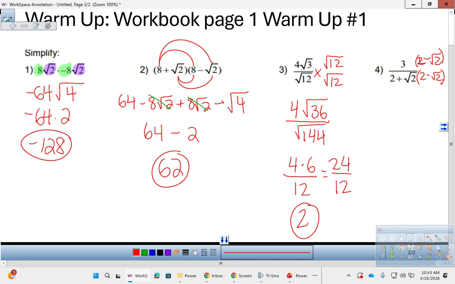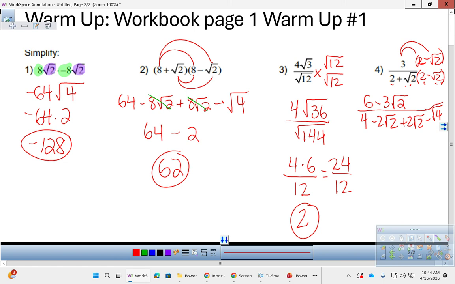And now I'm going to distribute. So it's 3 times 2. 3 times negative root 2 looks like this. And then on the bottom, it's 2 times 2. 2 times negative root 2. Root 2 times positive 2. Positive root 2 times negative root 2 is negative root 4. I'm just multiplying each thing.